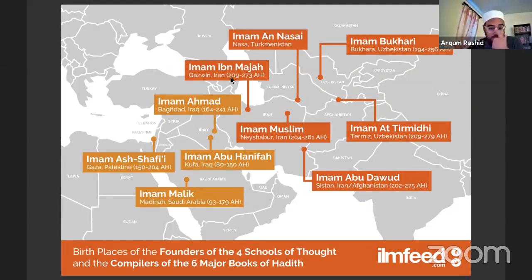Imam Ibn Majah, Qazwin, Iran. Qazwin still is a place for Islamic scholarship. Nowadays, it's a place for Shia scholarship. One of the most famous Shia centers, the equivalent of the Sunni Al-Azhar, is in Qazwin, I believe. It's called Qum, and that's the main Shia center for knowledge. And they have one in Iraq as well, actually.